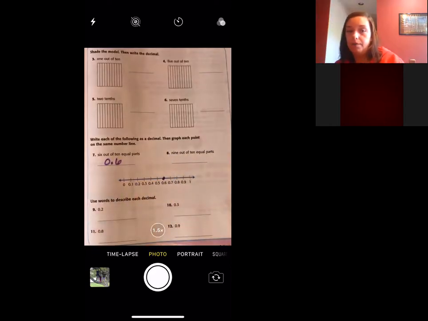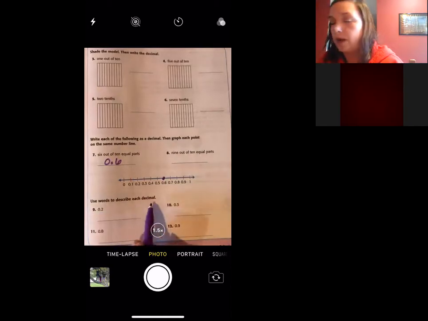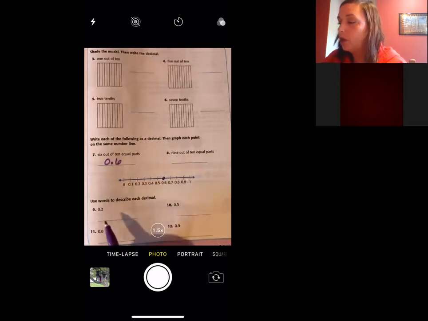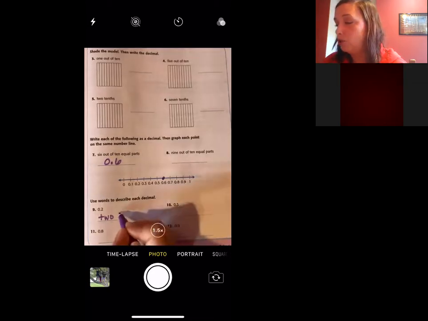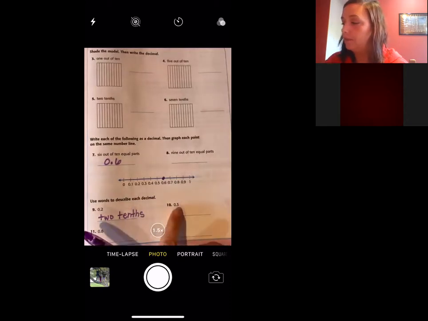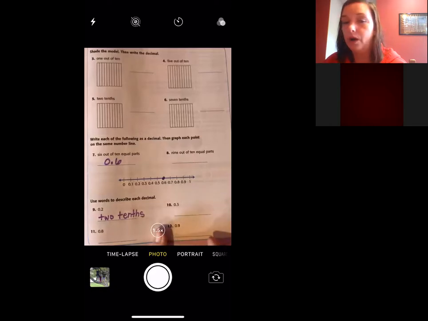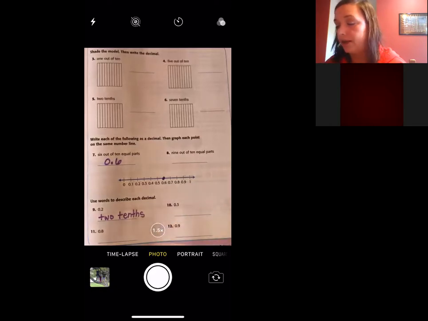Okay. For numbers 9, 10, 11, and 12, you're going to use words to describe each decimal. So you have to write the decimal in word form. How would you say it in words? Remember, if there's no whole number, then we say the number that's after the decimal, that's 2. And then I say the place value where the number ends. It ends in the tenths place, so I say 2/10. Okay? You're going to do the same thing for 10, 11, and 12, and then you're going to go on and complete the word problems on the next page.